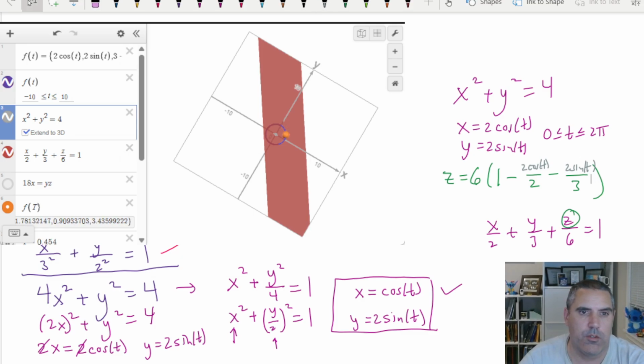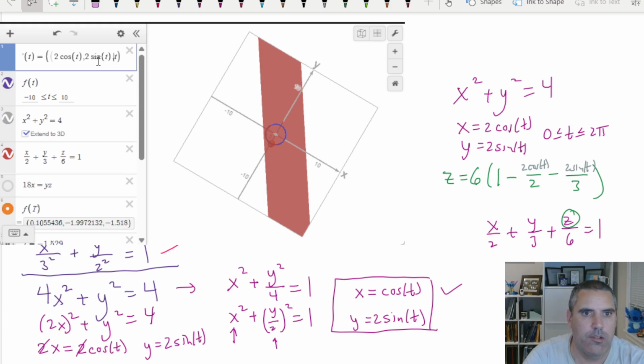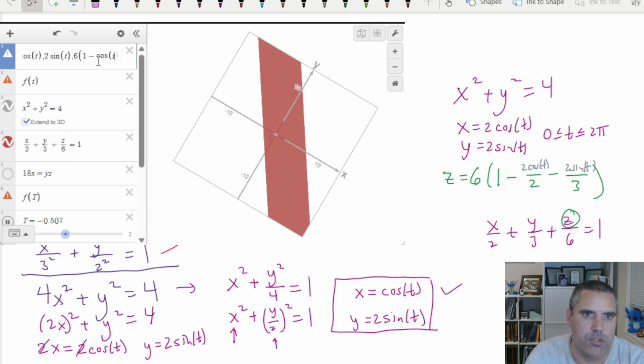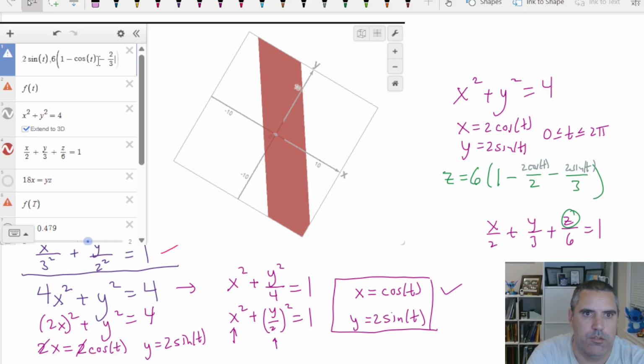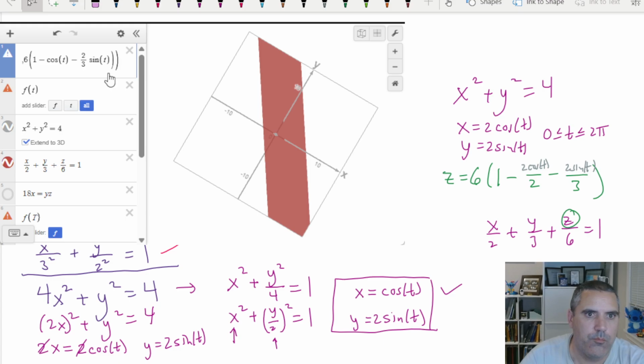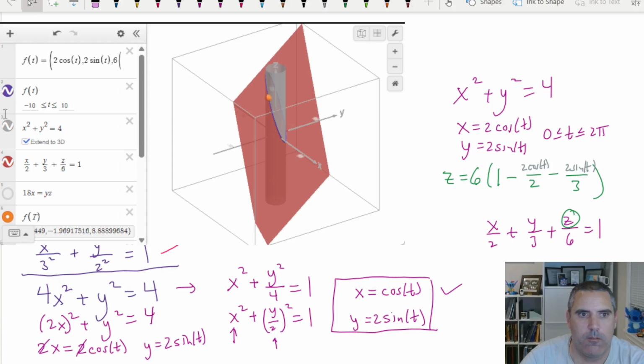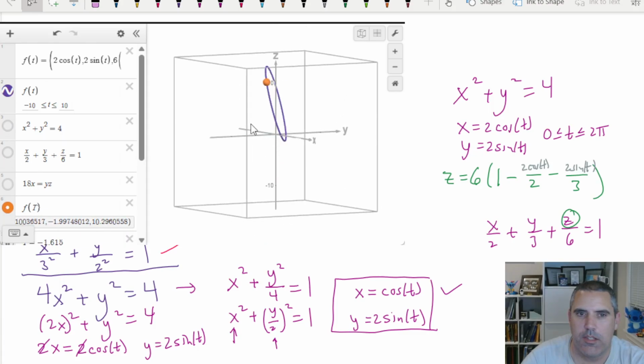And now I can type that in. So I just go to that third component, and I say, all right, what do I want? I want it to be 6 times 1 minus cosine of t minus 2/3 sine of t. Man, I typed something in wrong. Mission accomplished. So there we have it. That's the intersection of those two things. If I wanted to go once around, it's 0 to 2 pi. Slick.